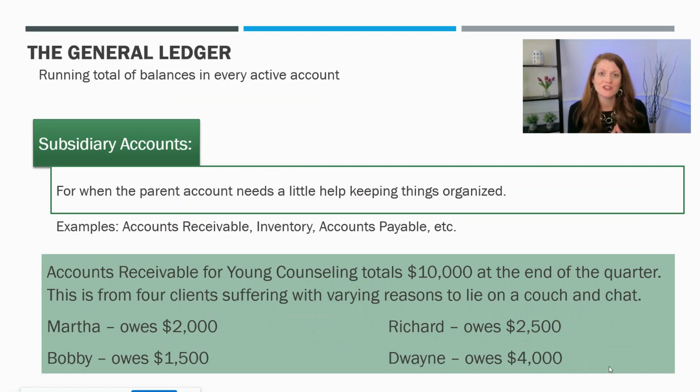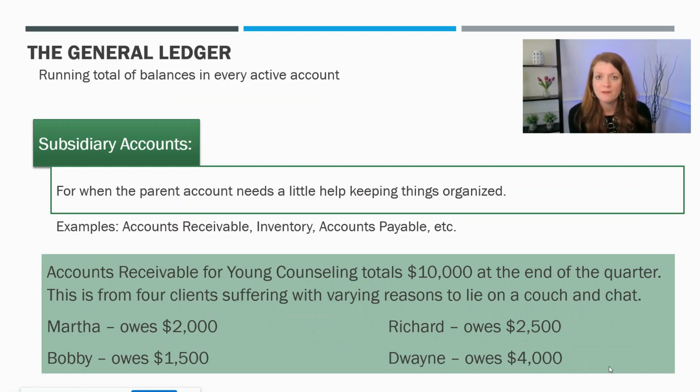The general ledger is going to keep a running total of all active accounts that you have at the time. That way you can check at any point and see what the balance is of the different accounts. And we're going to see later on in this chapter that we will then create the trial balance from the general ledger. We also are going to have subsidiary accounts, and this is going to be accounts that fall below other ones, like accounts receivable.